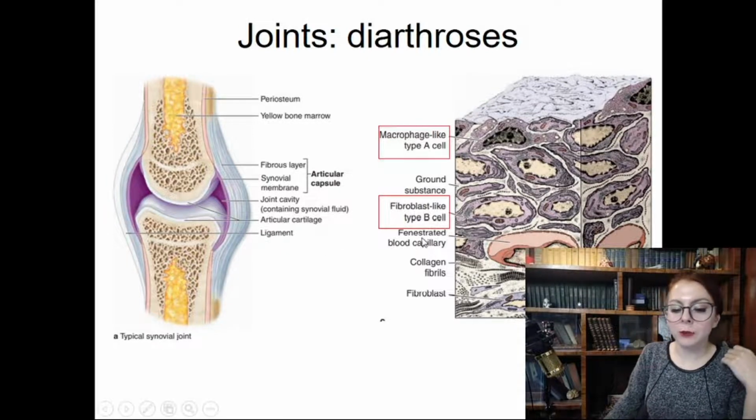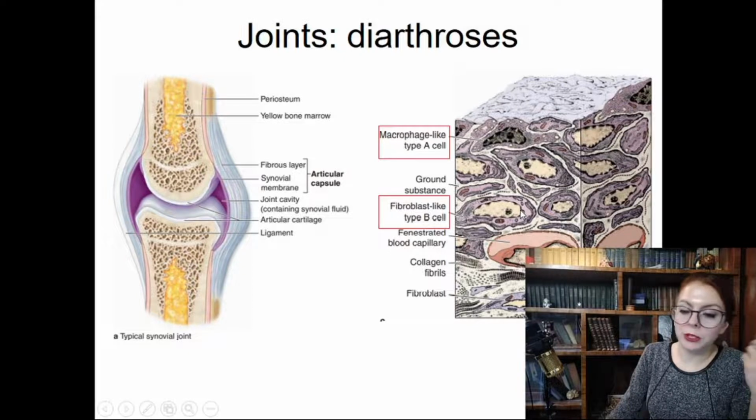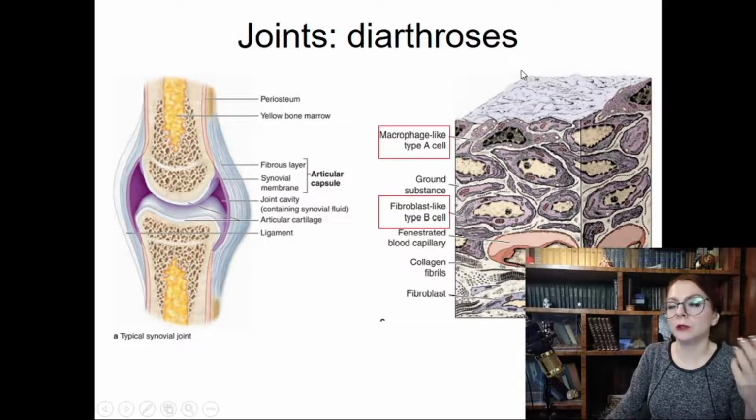Then fibroblast-like type B cells, this is the second type, and they produce extracellular matrix, particularly ground substance components like proteoglycans and hyaluronic acid. Those elements help to make the synovial fluid more viscous, gel-like in nature, and it reduces the friction along with the movement of the bones.